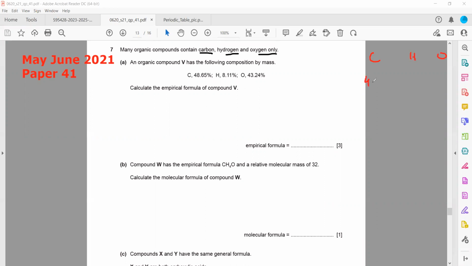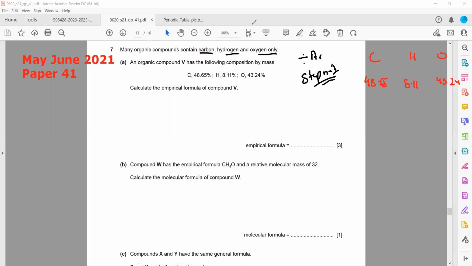The percentage of carbon is 48.65. The percentage of hydrogen is 8.11 and the percentage of oxygen is 43.24. These are the percentages. What we have to do is determine the empirical formula. How to determine the empirical formula? Step 1. What is step 1? Divide by atomic mass, the relative atomic mass.